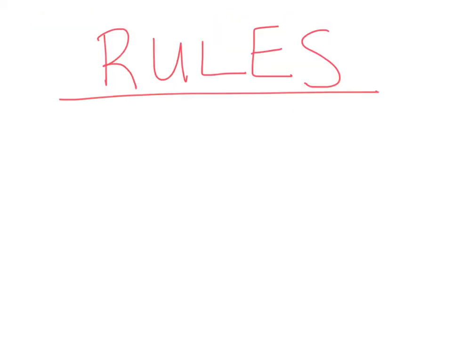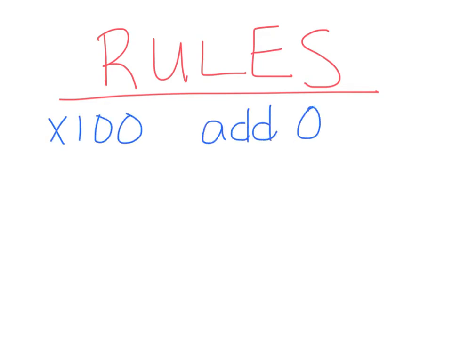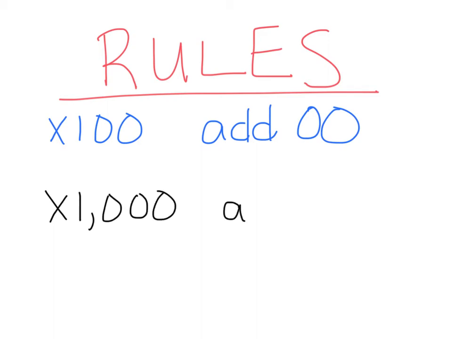So what rules can we apply now that we've looked at these patterns? We know that if we multiply a whole number by 100, we're going to add 2 zeros after that number to get our product. If we multiply a number by 1,000, we will add 3 zeros after that number to get our product. Quite simple and straightforward.